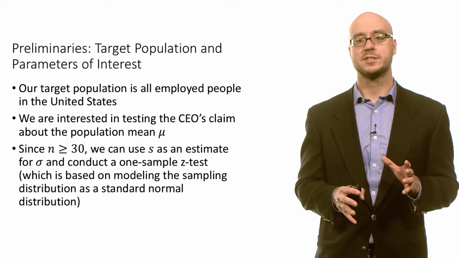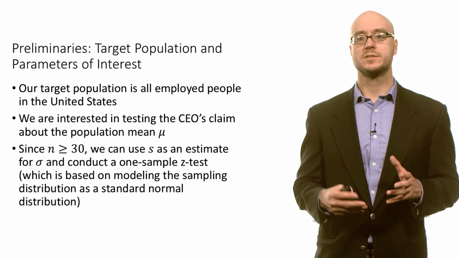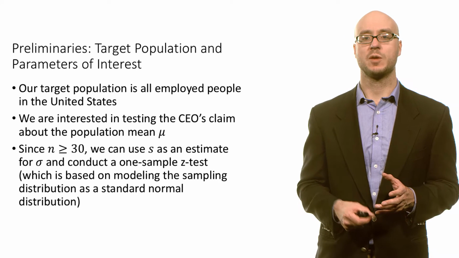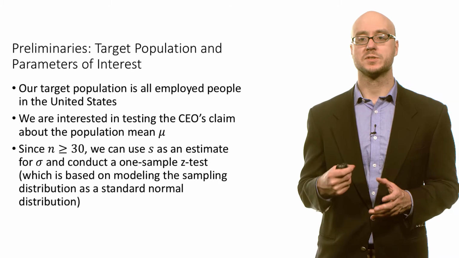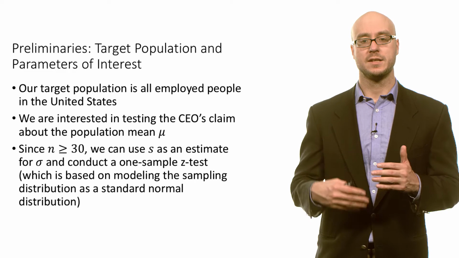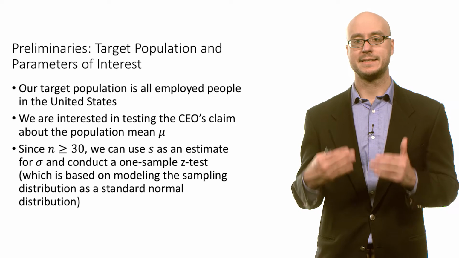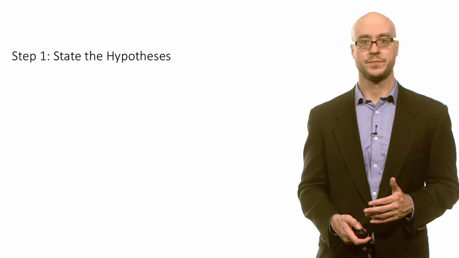And since the sample size is greater than or equal to 30, we're going to use the sample standard deviation as an estimate for sigma, the population standard deviation. We're going to conduct a one-sample z-test. The idea is that the one-sample z-test is based on modeling the sampling distribution as a standard normal distribution.